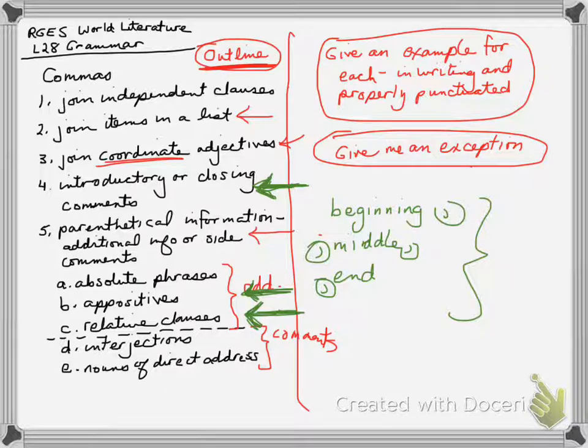So these introductory or closing comments don't really have exceptions. Let me take that arrow out. But the coordinate adjectives definitely have an exception. Okay? So those would be our exceptions. The others would be based on location. That's not really an exception.